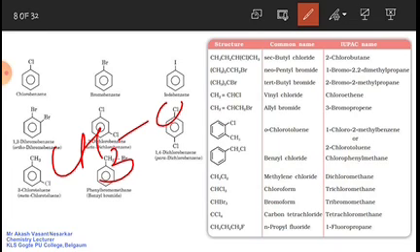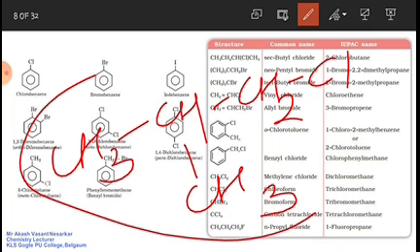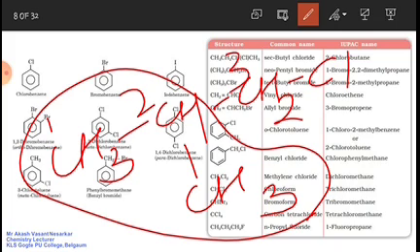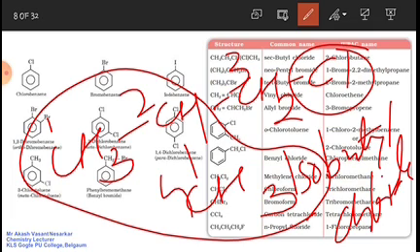Let us try another example: CH3CH(CH3)CH2Cl. Here methyl branching is present, and you know that if this type of branching is present, then it is called iso. How many carbon atoms are present? Totally 1, 2, 3, 4. If 4 carbon atoms are present, then it is butyl, specifically isobutyl. The halogen present is again chlorine. So your name should be isobutyl chloride. This is the common name of this molecule.